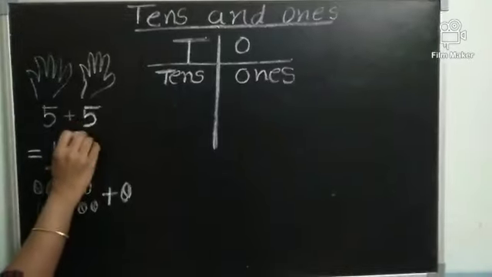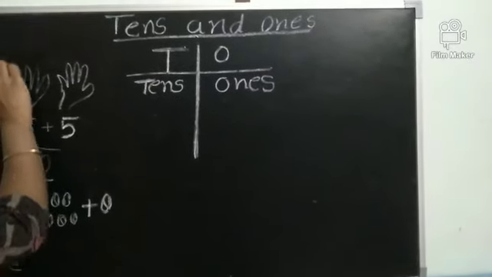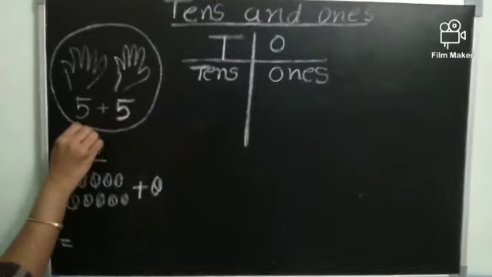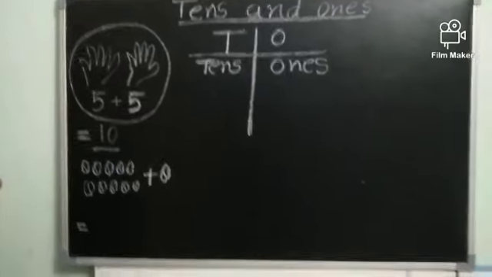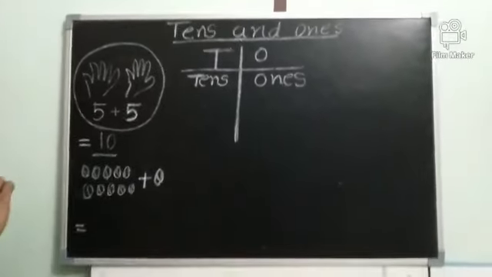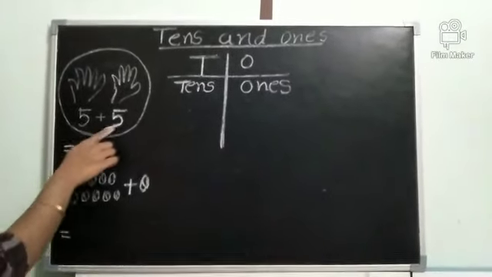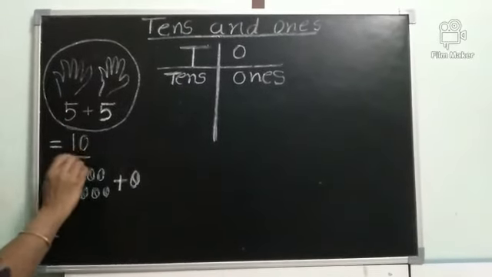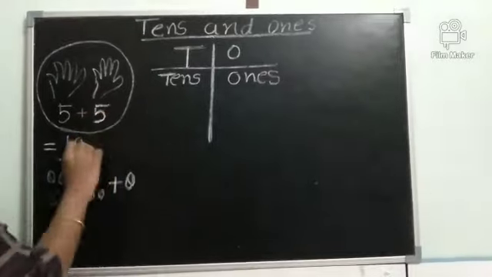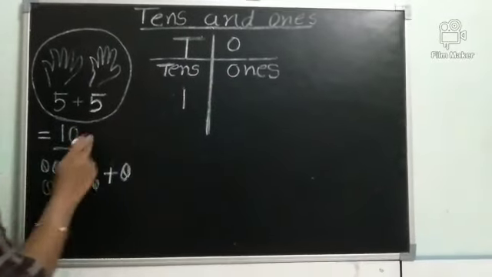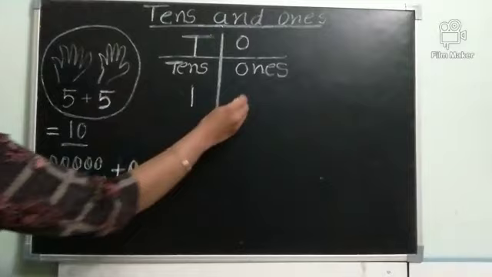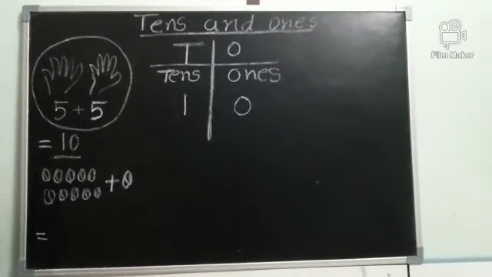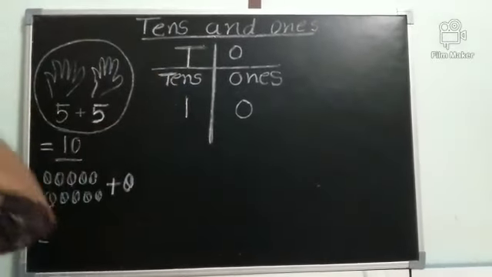These 10 fingers represent one group. So this 10 comes in one group. So here tens is 1, so 1 ten. Are there any ones? No ones. Correct? So 0. So this is the way to write the column of tens and ones.